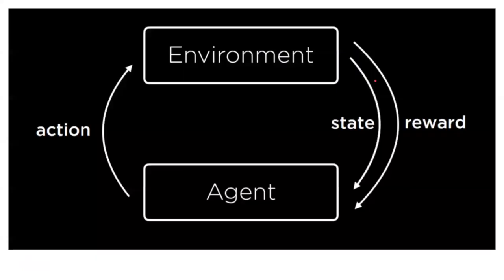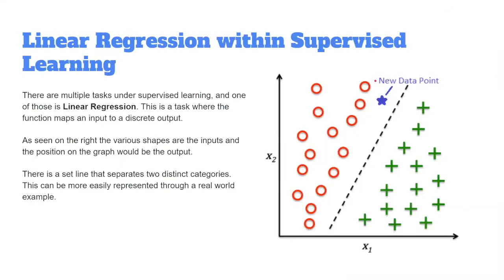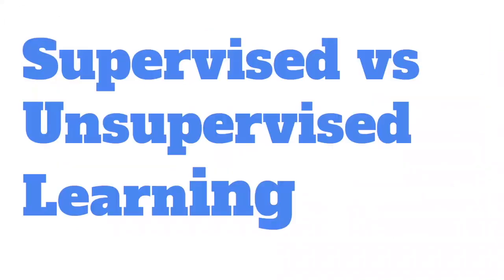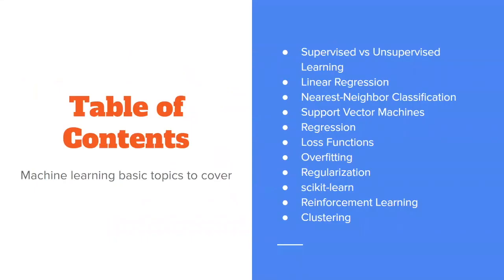Okay, just a quick review of what we went over. We went over supervised versus unsupervised learning. Within supervised learning, we went over linear regression, nearest neighbor classification, support vector machines, regression, loss functions, overfitting, regularization, scikit-learn, and reinforcement learning, while for unsupervised learning, we went over clustering.